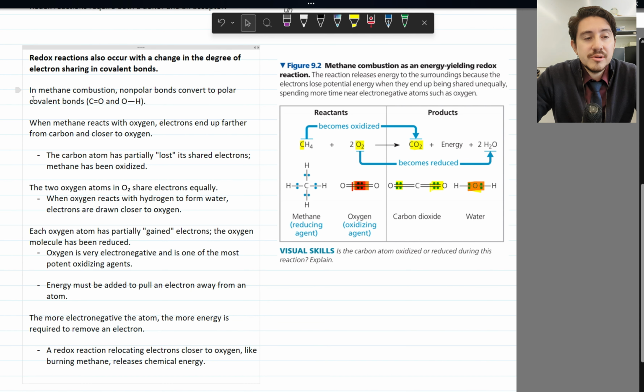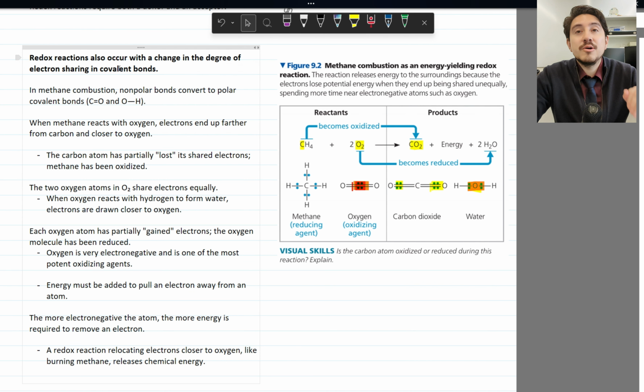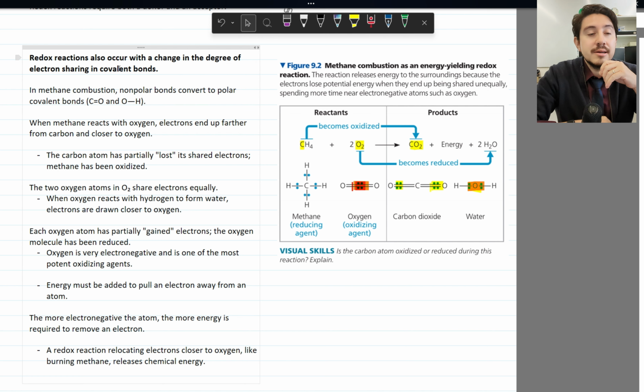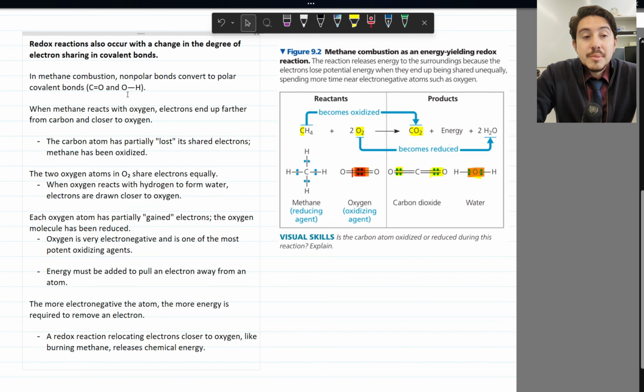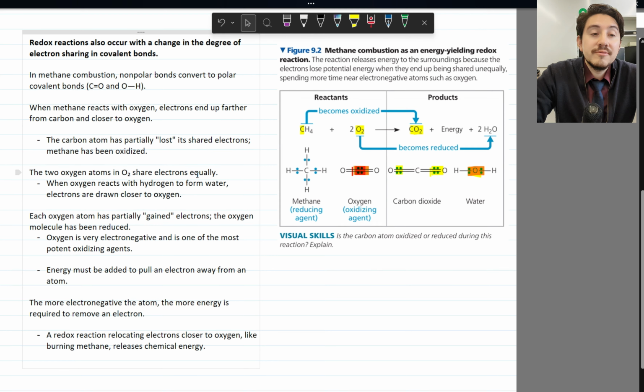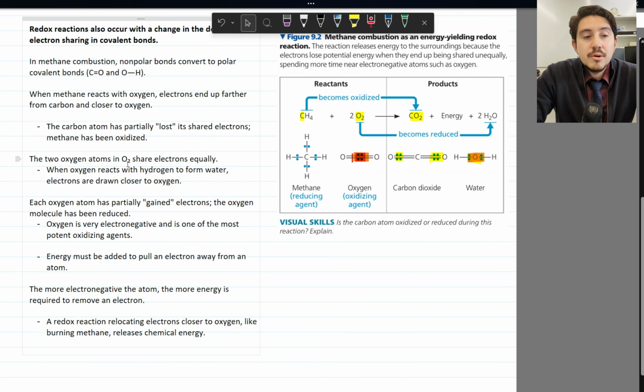Okay, here's another example of methane, in methane combustion. So redox reactions can also occur when you're having a change in the degree of sharing of electrons within covalent bonds. So you don't necessarily have to detach an electron completely, but you're getting just an unequal sharing of electrons. Okay. So in methane combustion, for example, you have non-polar bonds convert to polar covalent bonds in this particular reaction.